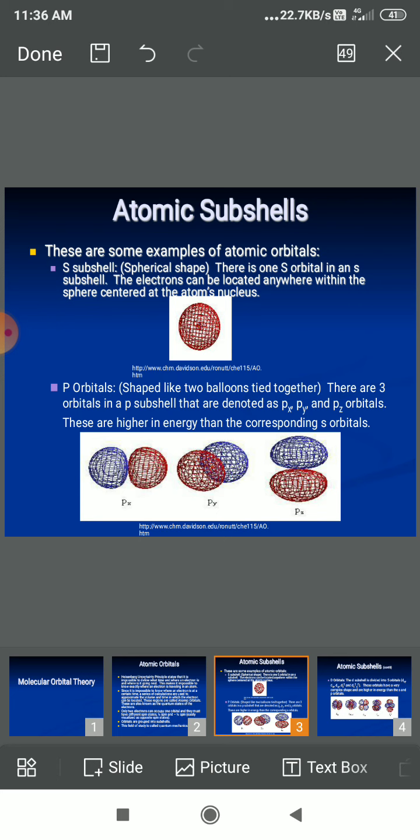Atomic subshells. There are some examples of atomic orbitals: s subshell, p subshell. s is a spherical shape. There is one s orbital in an s subshell. The electron can be located anywhere within the sphere centered at the atom's nucleus.